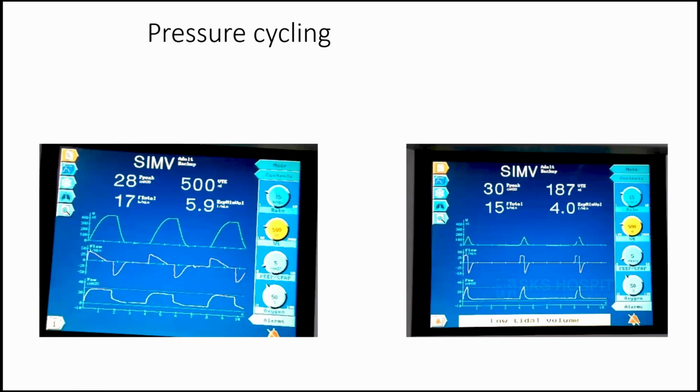So these are the two graphs we saw. These are the settings where we had a 500 ml tidal volume and a peak pressure of 28. And once the peak pressure went up, you can see there's a drop in tidal volume and the inspiratory time, the breath has become very short, and that can lead to dyssynchrony later when the patient becomes more awake.